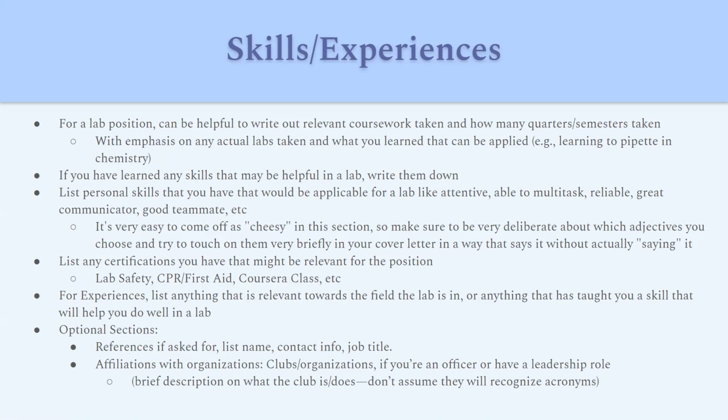Now, if you learned any skills that could be helpful, make sure you write that down. So, for a bio major, that could be something like conjugation, running a gel, or for chemistry, it could be using the NMR machine, using certain techniques. You can also list personal skills that would be applicable for a lab, things like attentive, able to multitask, reliable.